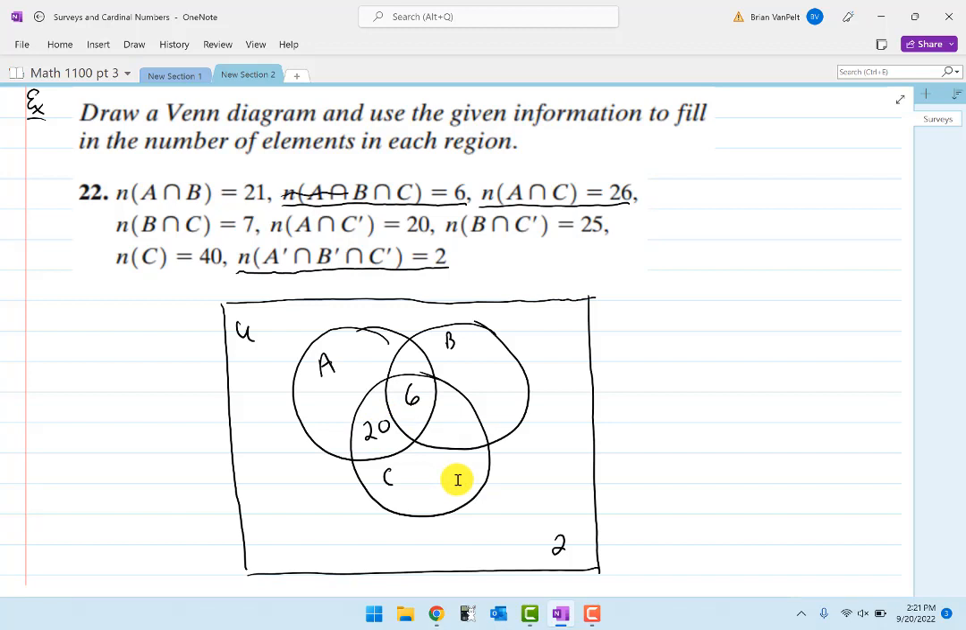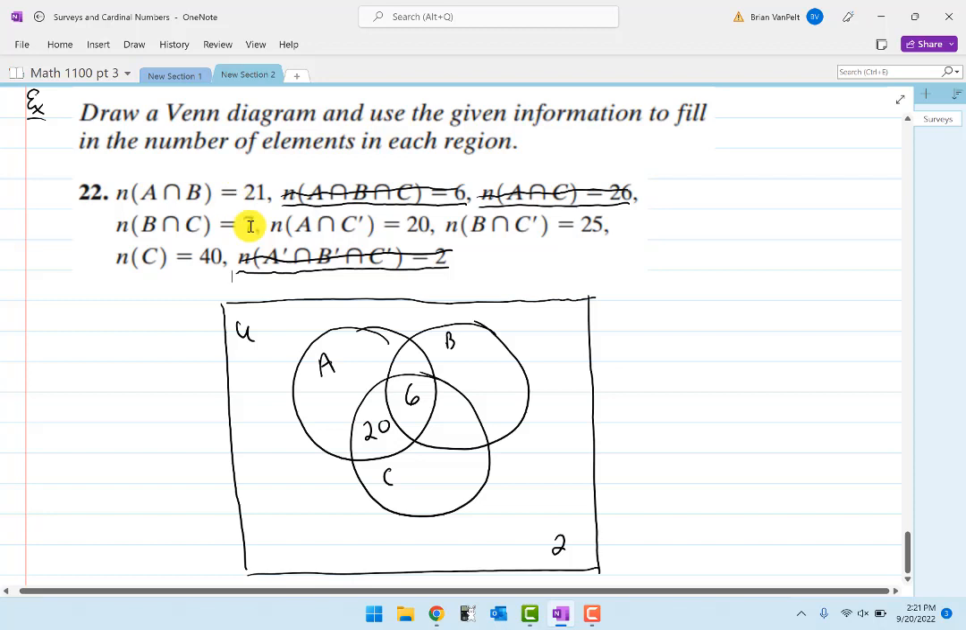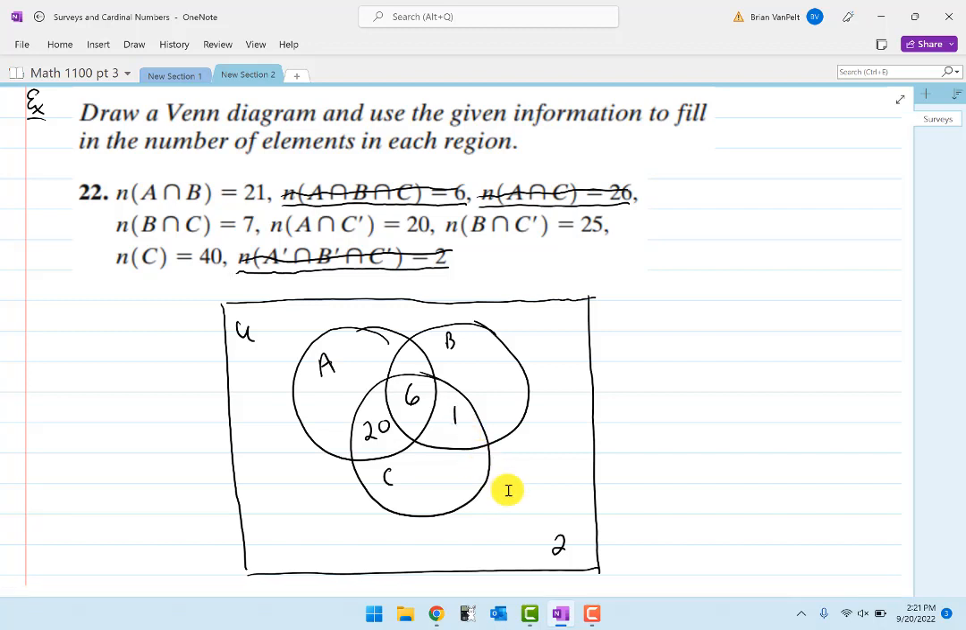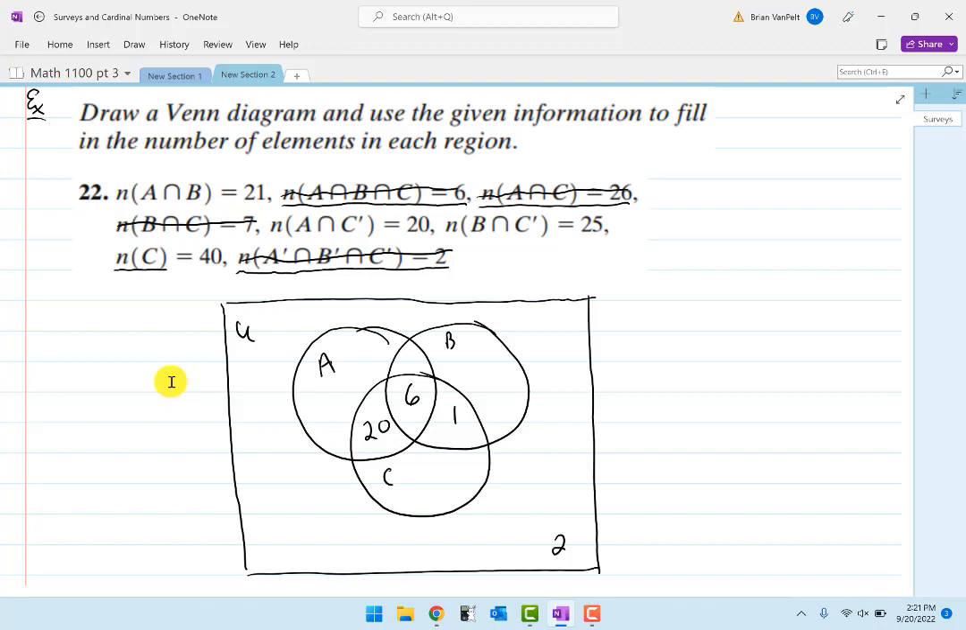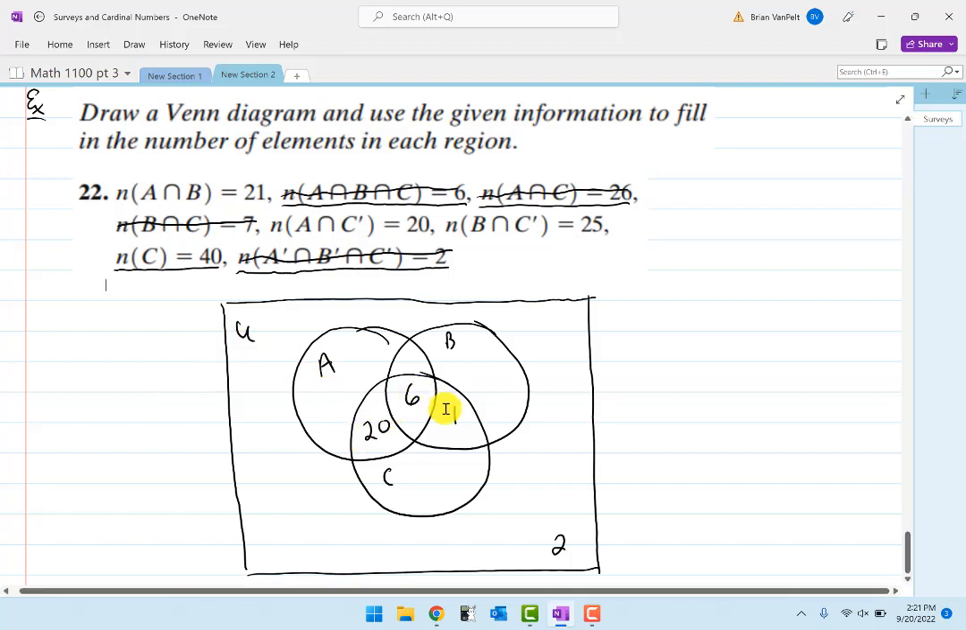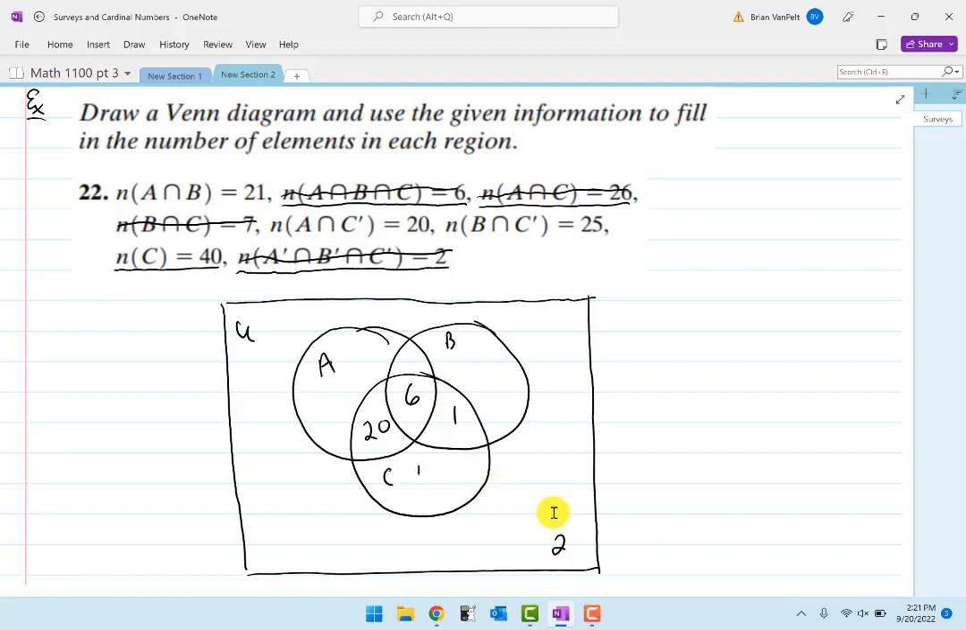So I think what I'll do is I'll scratch these off as I use them. B intersect C has 7 people. So B intersect C is right in this region. So that must mean I have a 1 there because I've already got 6 accounted for. Oh, now they get sort of tricky. Well, the number of items in C is 40, and I already have 27 accounted for. That's going to leave 13 out there.